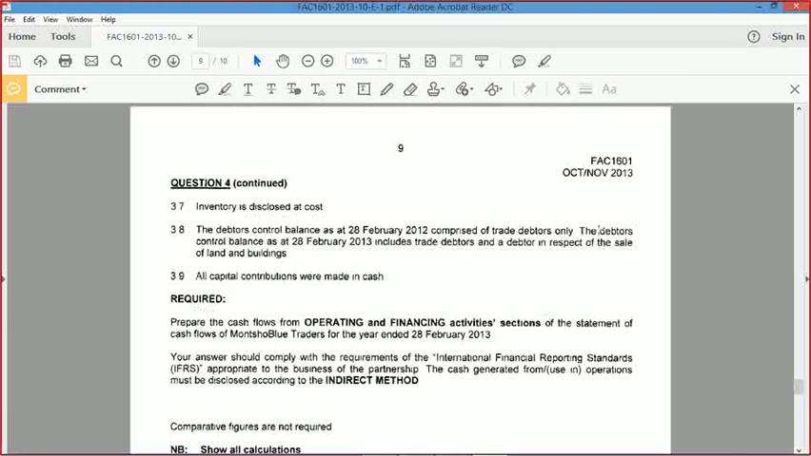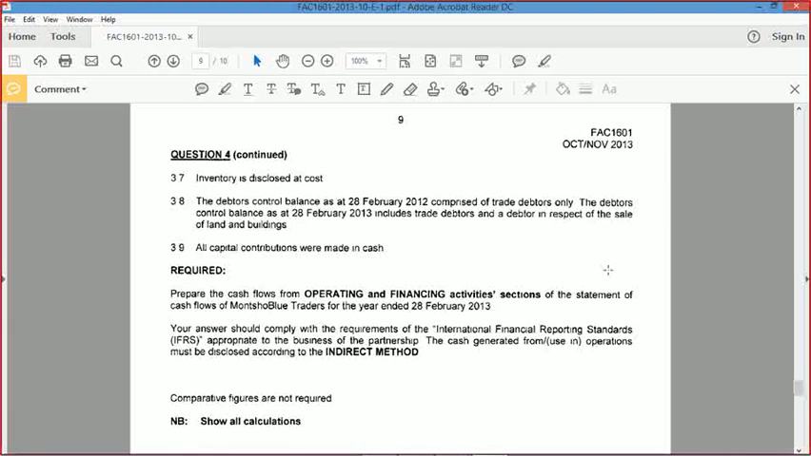When looking at October, November 2013, we're looking at the cash flow question. Always focus on the required first, because then you know which sections to draw up. In question 3, they're asking you to draw up which sections? Operating and financing. And if it's according to the indirect, which section is going to be indirect?